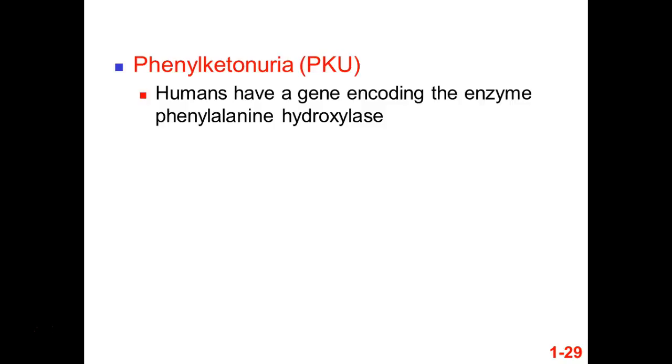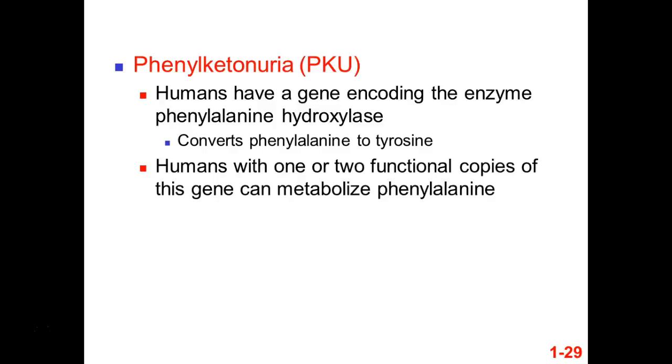So for this one, you have an enzyme, right? It's encoded in your DNA, and it converts the amino acid phenylalanine. It's called phenylalanine hydroxylase. It converts one amino acid into another, phenylalanine into tyrosine. Seems simple enough, right? Usually you have one or two functional copies that can do this. What happens if you don't get a single functional copy? Both your parents gave you defective copies. You can't make this enzyme.